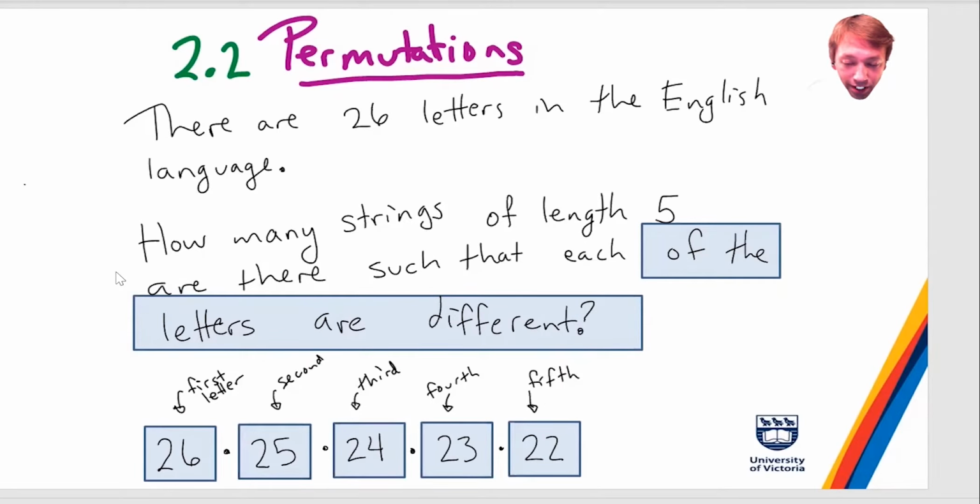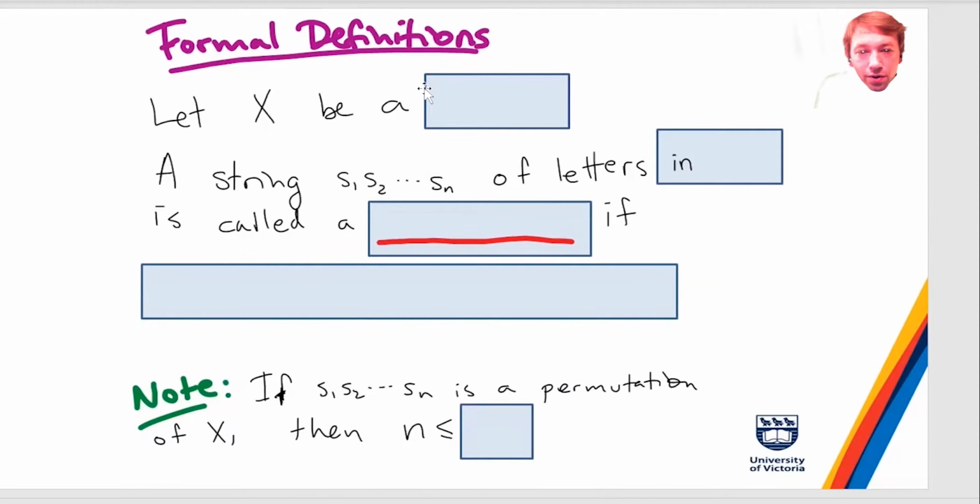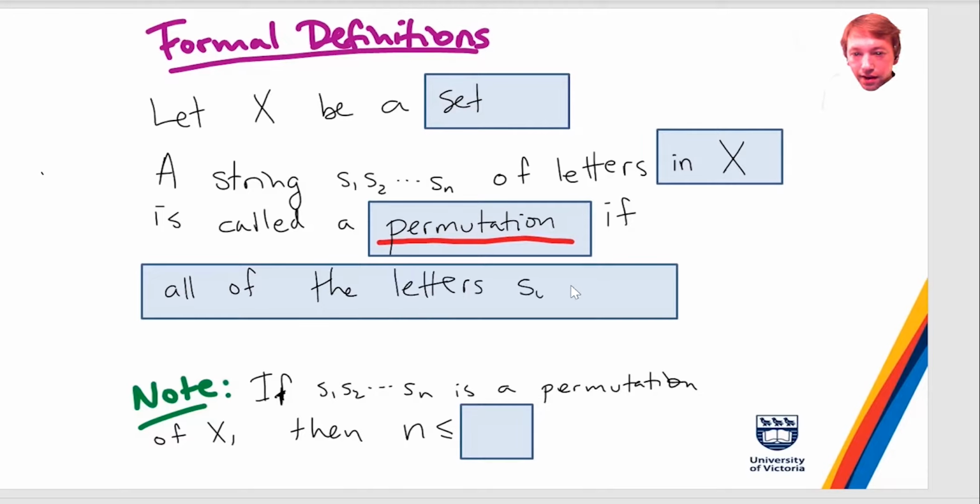Now we're going to talk about this a bit more formally. So let X be a set. You can think of it as an alphabet. If I take a string of letters in X, we call it a permutation if all of the letters s_i are different. In other words, what I mean is that there are no repetitions.